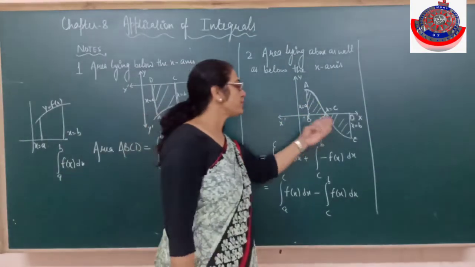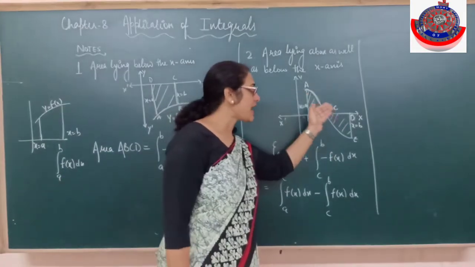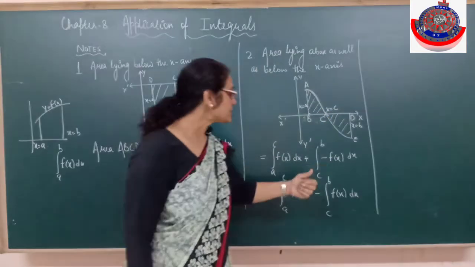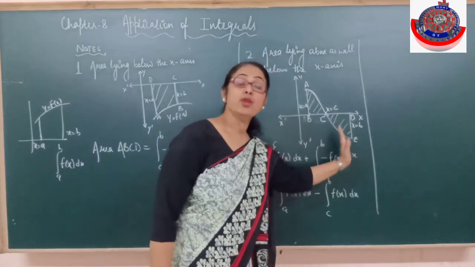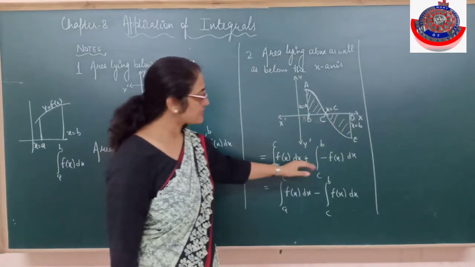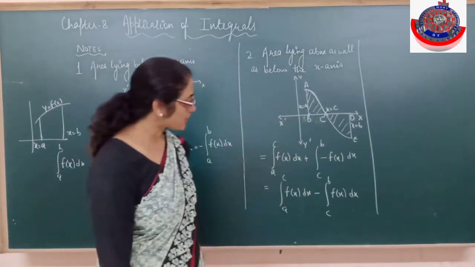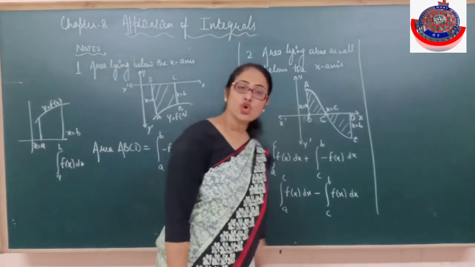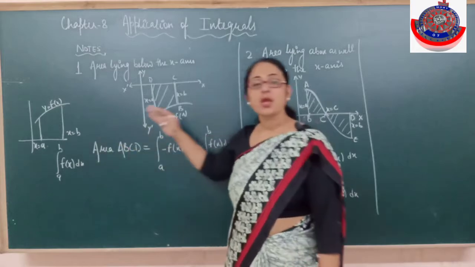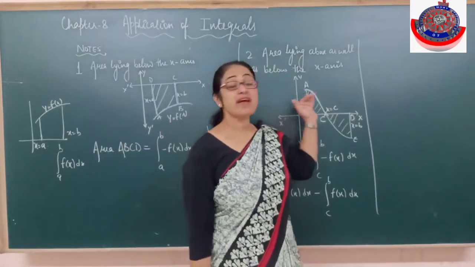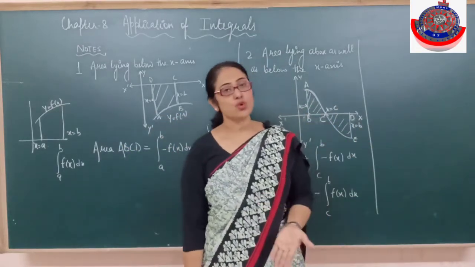Alright, plus, because first of all I have to find this area as well as this area. So plus, but this minus of f of x, because it is below the x-axis, so minus of f of x dx will come, and then we will solve it accordingly. Is it clear? So it was above the x-axis, below the x-axis, above as well as below the x-axis. What do we have to do?